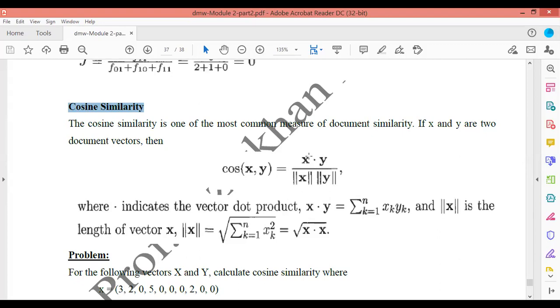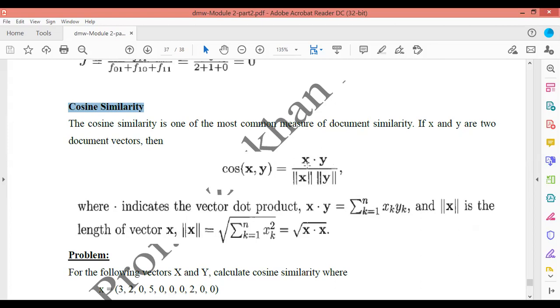Dot product means we just need to multiply the attribute values of x and y here. Don't consider the mathematical dot product here. Just multiply the corresponding attribute values of x and y, and you'll get x into y. So this will be equal to the summation of k equal to 1 to n of xk into yk. This stands for the dot product. Multiply each of the attribute values and you'll get this x into y, that is the numerator.